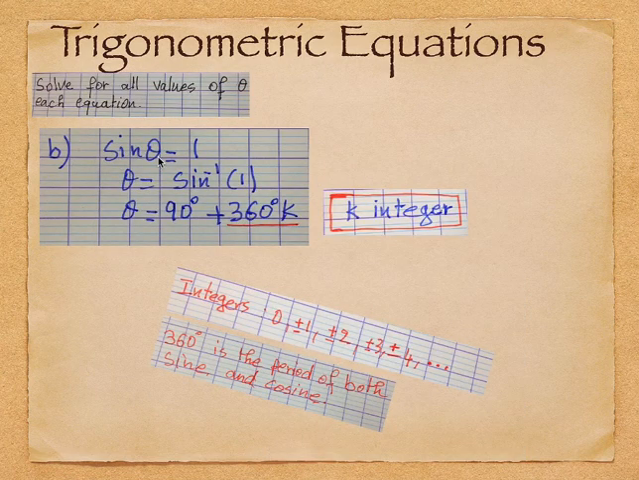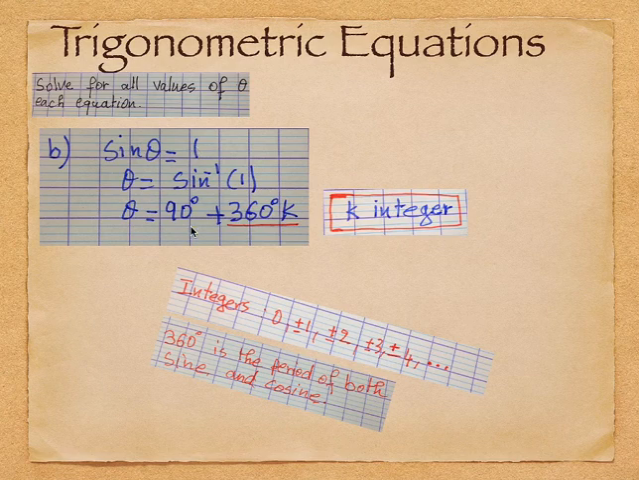The next one, sine theta equals 1. Use the inverse function to get your angle. The angle for sine theta equals 1 is 90 degrees. Now for all values of theta, you add multiples of the period. The period of sine or cosine is 360. So every time you add a multiple of 360 to 90, you get sine equals 1.